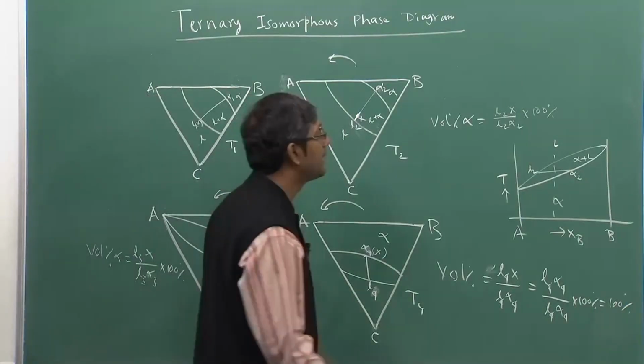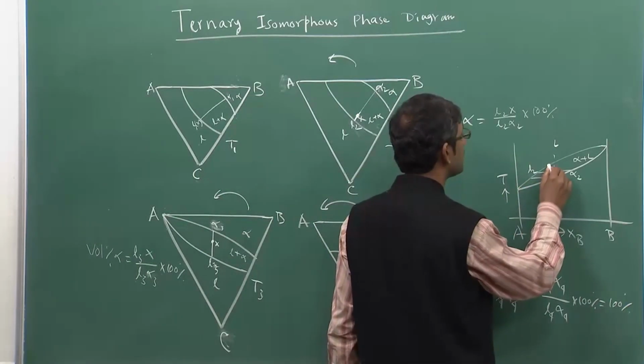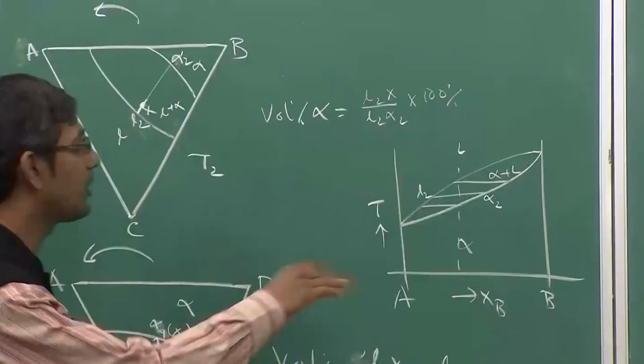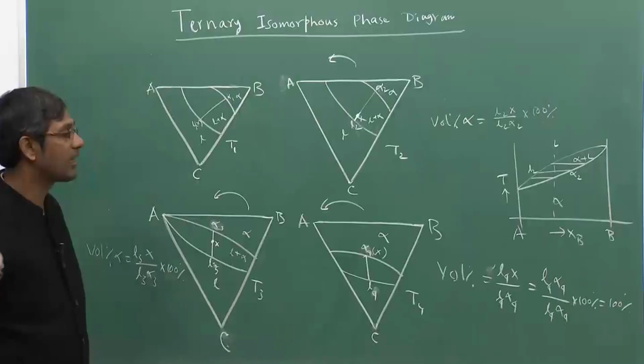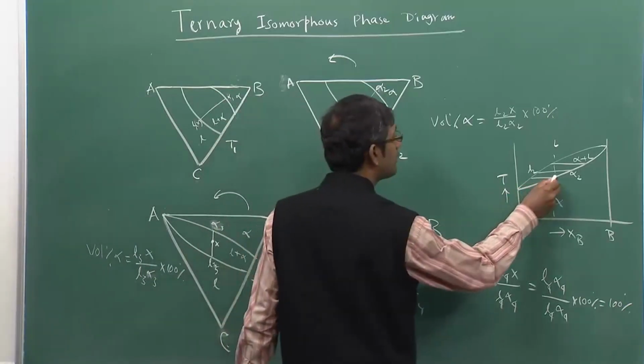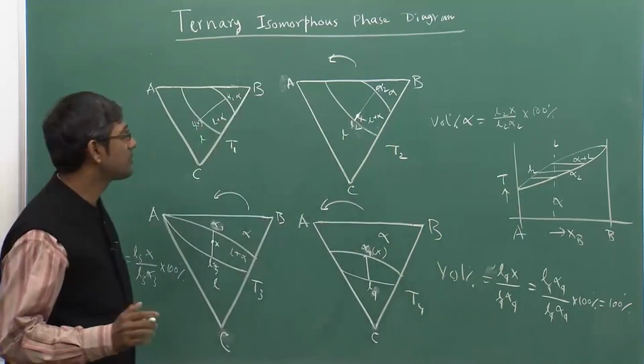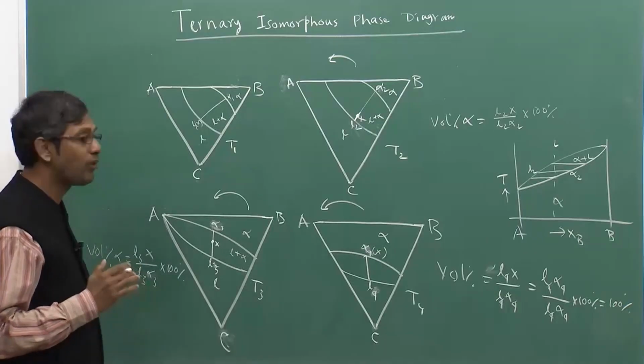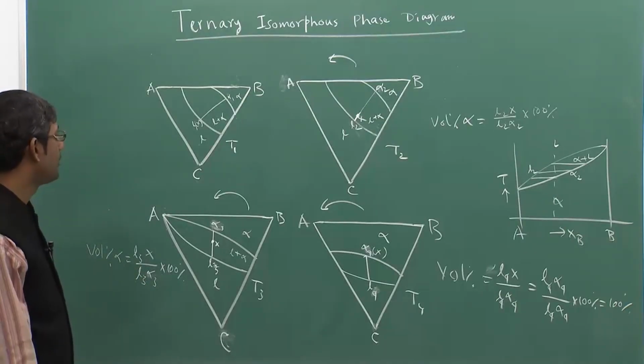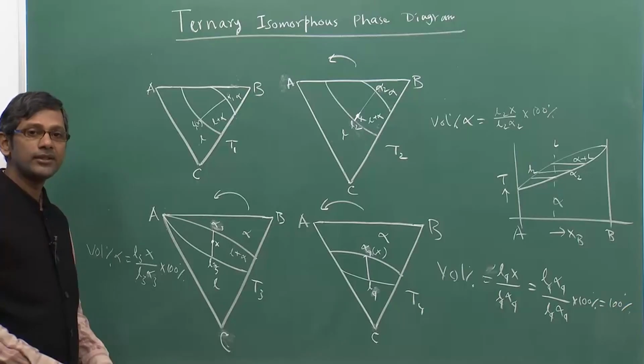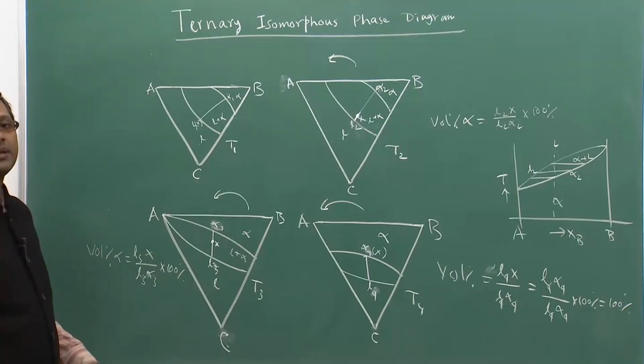In the binaries, your tie lines are actually very simple, okay, very simple. They are always parallel to the horizontal axis. There is no rotation of tie lines. So that is the major important thing you must be able to follow very carefully. Rotation of tie lines.